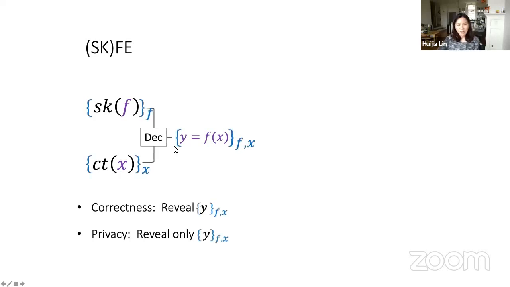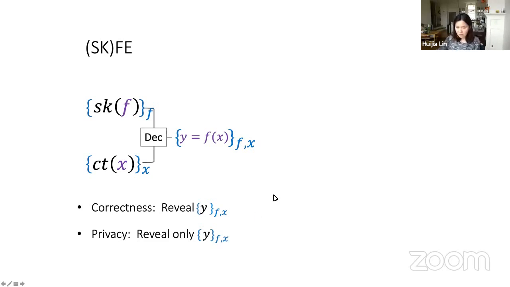The magic of functional encryption, why it's so powerful, is that you can give out any number of ciphertexts and any number of function secret keys for different functions and derive all the possible combinations of outputs for different f and x, and the privacy still guarantees that it will reveal only these different combinations of outputs.